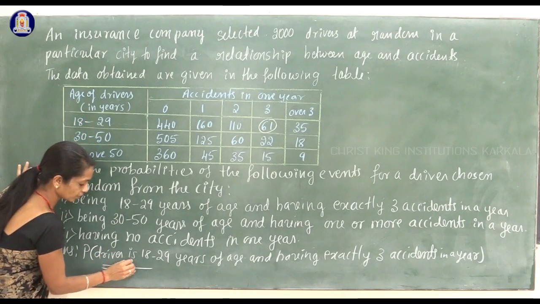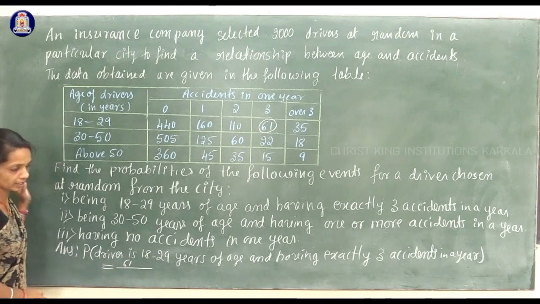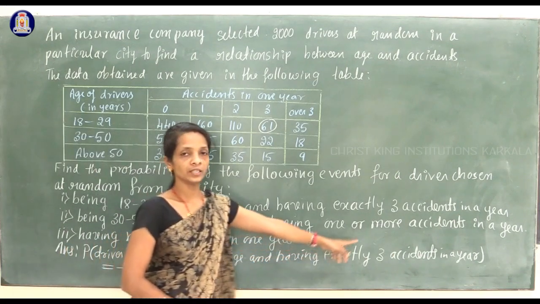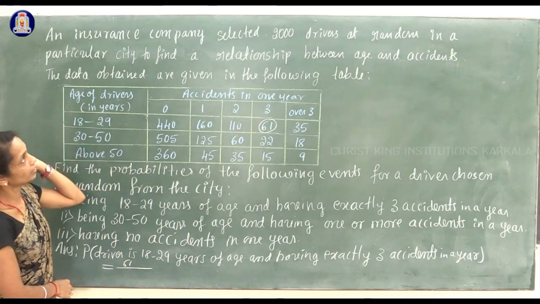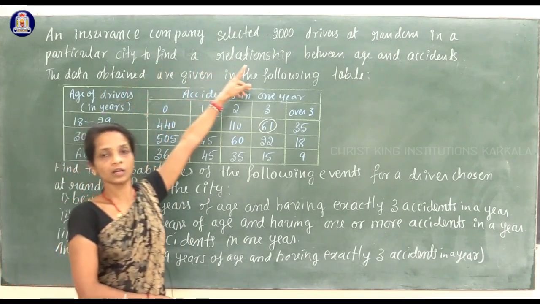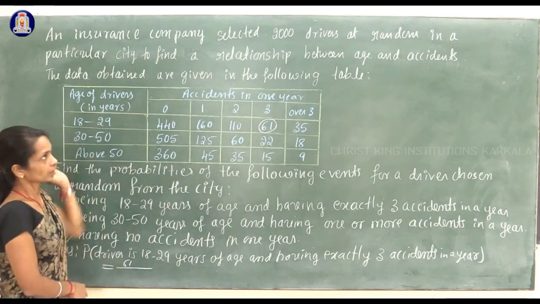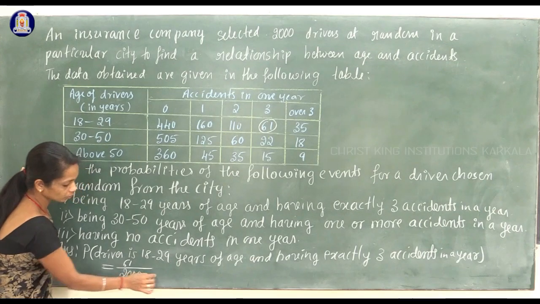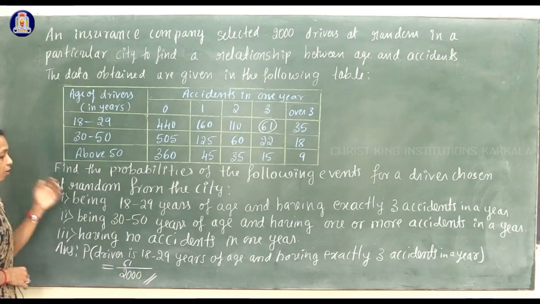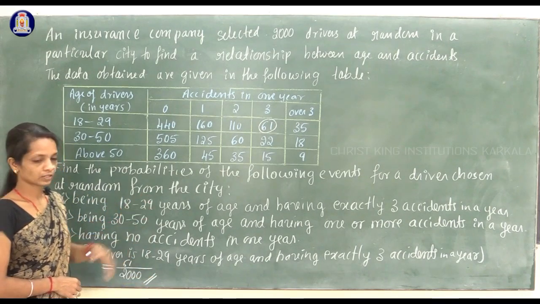So 61 drivers are between age 18 to 29 and met with exactly 3 accidents in a year, dividing by the total number of drivers. How many drivers are there? The total number of trials here is the total number of drivers, that is 2000. So 61 divided by 2000 is the probability of the first event. This is the answer for the first one.